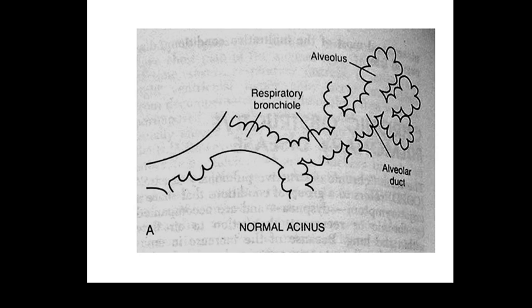Here we can see a diagram of a normal acinus. It is showing the respiratory bronchiole, the alveolar duct and the alveolus. So this is a normal acinus, and a cluster of 3 to 5 terminal bronchioles, each with its accompanying acinus, is called a lobule.